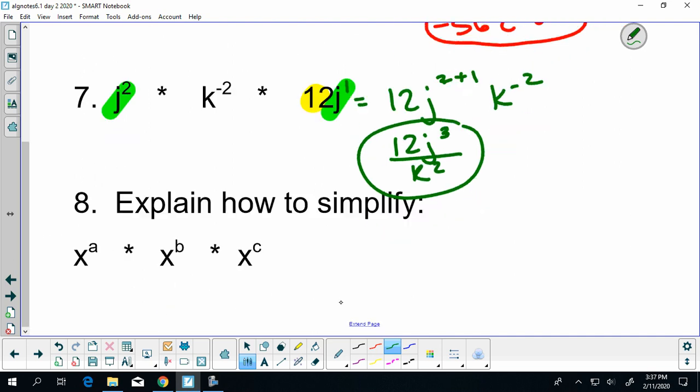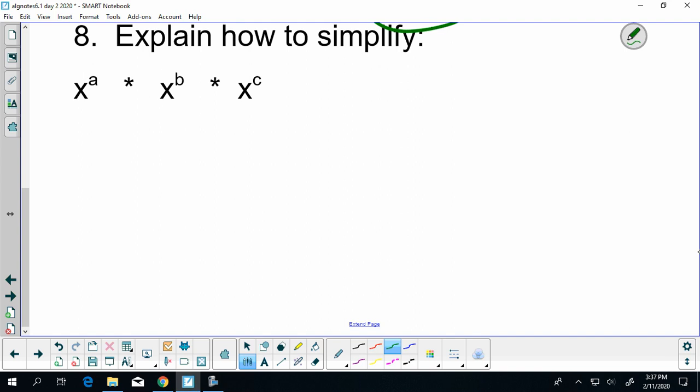Okay, this is an abstract problem, but it's the same. It all has the same base. So when it has the same base, I add the exponents. So a plus b plus c. And that would be as far as I could go. Can't go any further.